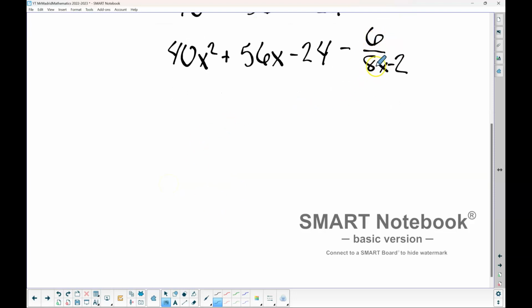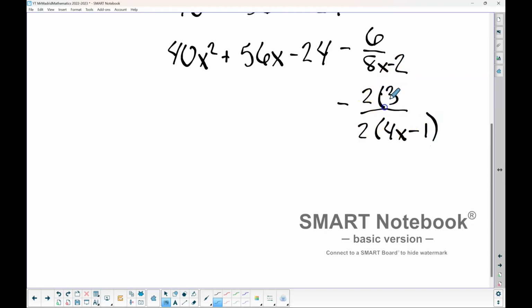You guys know to simplify fractions. So this, a 2 goes in here, in here, and here. Okay, here's what I mean. 6 is 2 times 3. And 8 is 2 times 4x. And 2 times minus 1 gives you negative 2.